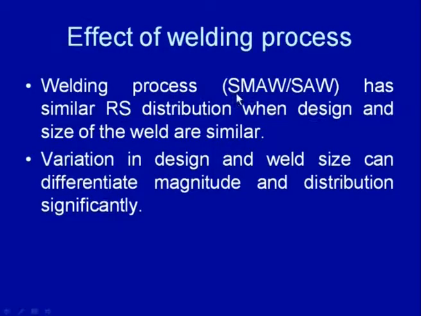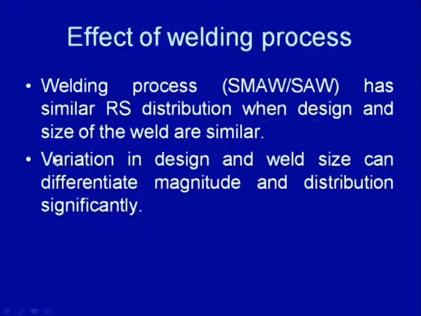Then the welding process effect. Consider a high heat input process like submerged arc welding and a comparatively low heat input process like gas metal arc welding. The welding processes have a similar residual stress distribution when the design of the weld and the size of the weld are largely the same. So, when we are using similar designs and similar sizes of weld, then the distribution of the residual stresses is the same, but variation in design and weld size can differentiate the magnitude and the distribution of the stresses significantly.